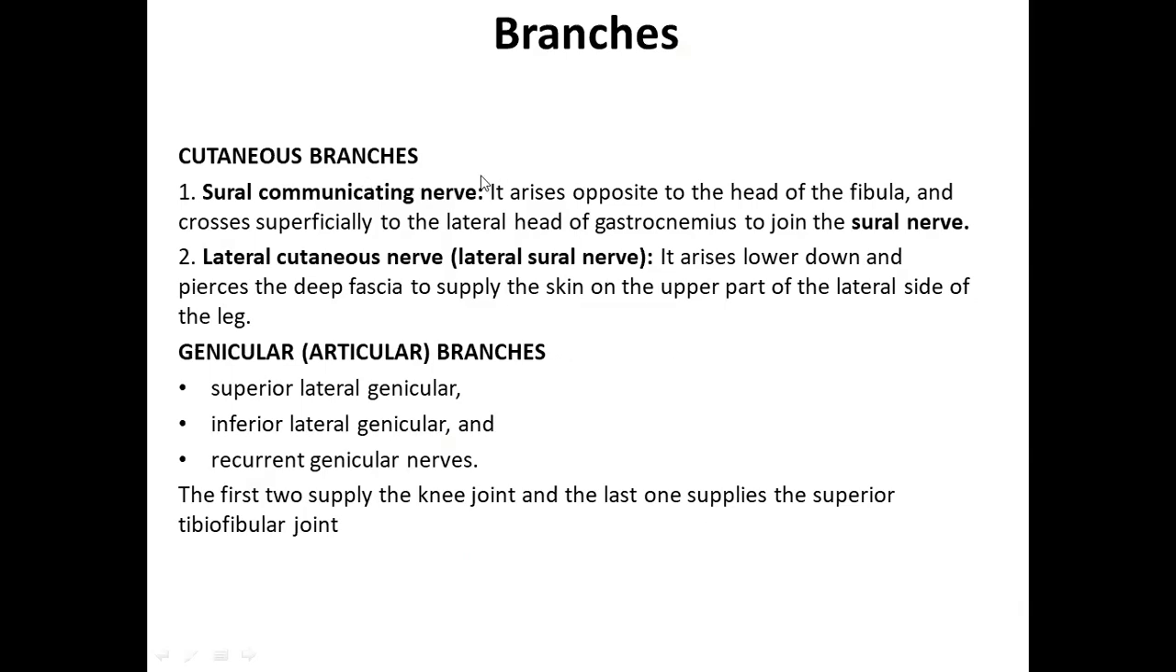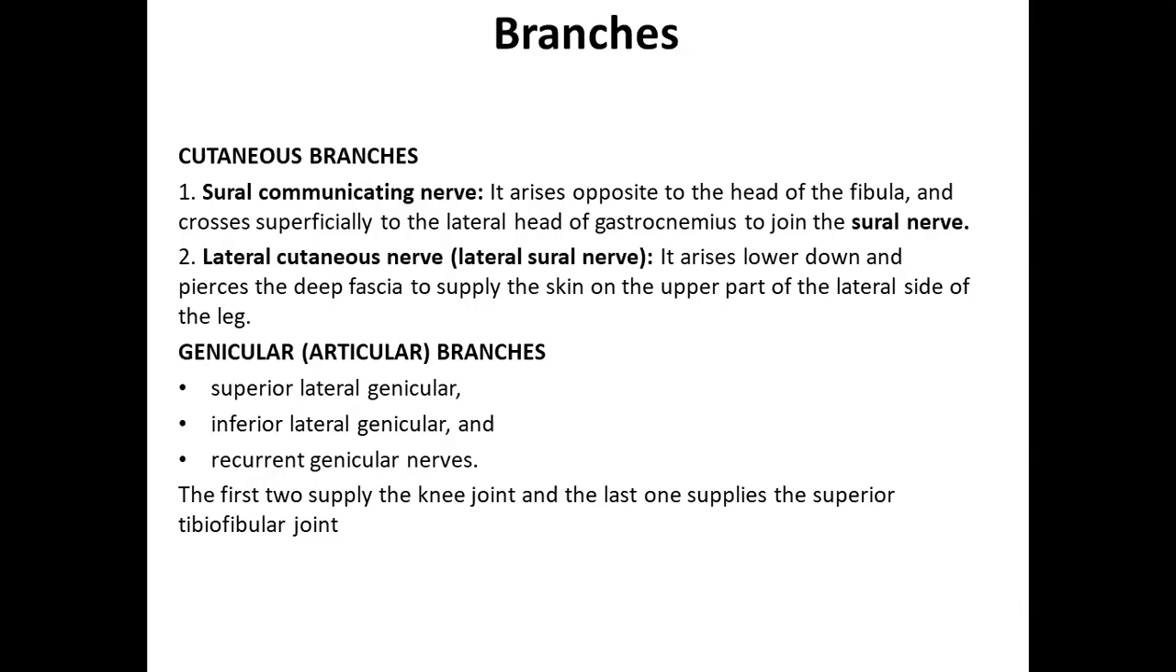So here we will study only two types of branches, the cutaneous branches and the genicular branches. Among the cutaneous branches, the cutaneous branch of the tibial nerve is the sural nerve, whereas the cutaneous branch of the common peroneal is known as the sural communicating nerve, which ultimately joins the sural nerve, and we have the lateral cutaneous nerve that is known as the lateral sural nerve as well.